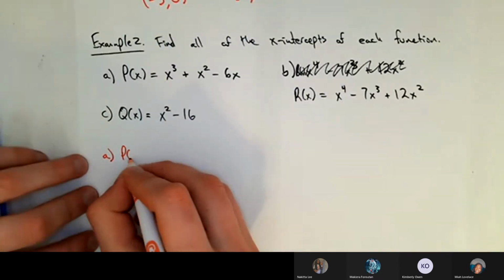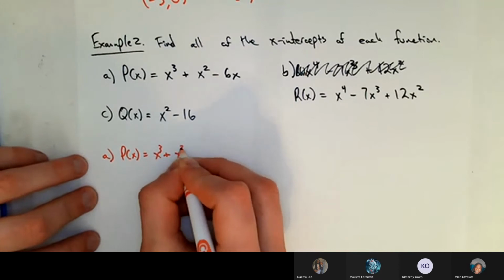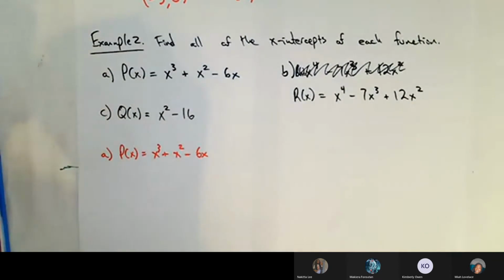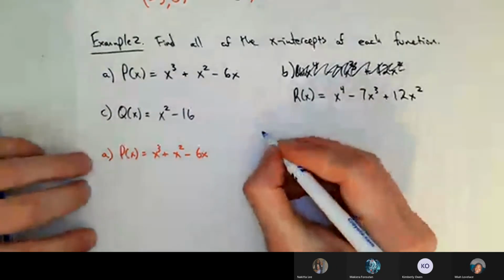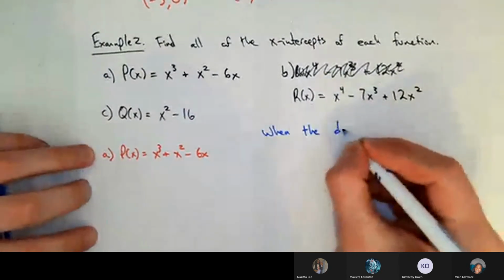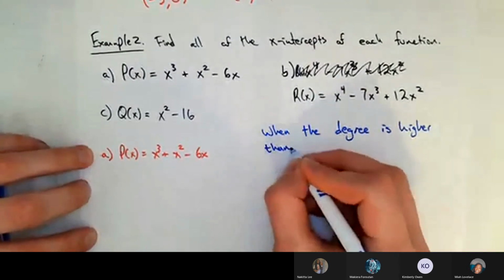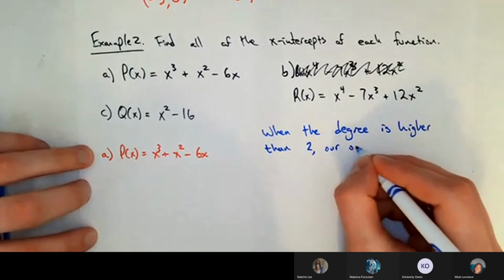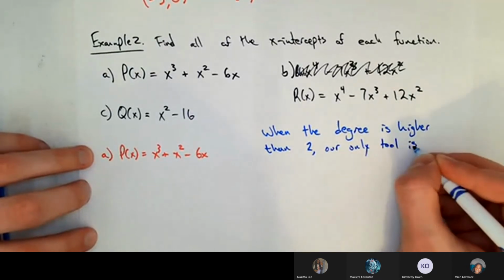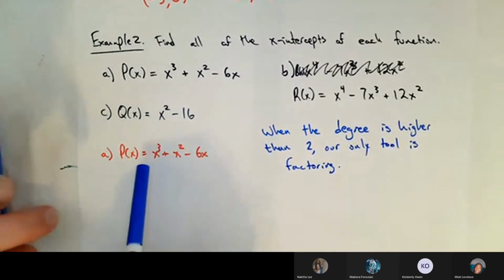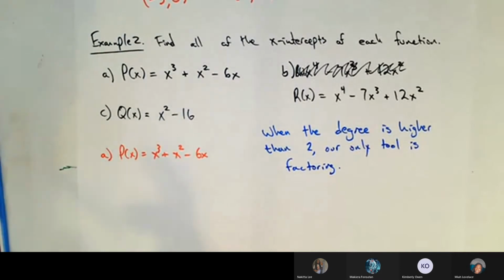Part A, p of x is x cubed plus x squared minus 6x. Now, when the degree is higher than 2, you only have one tool, and that's factoring. Well, pretty much at this point, yeah. When the degree is higher than 2, our only tool is factoring. Because if the degree is higher than 2, you can't use the quadratic formula because it's not quadratic, right? It's cubic.